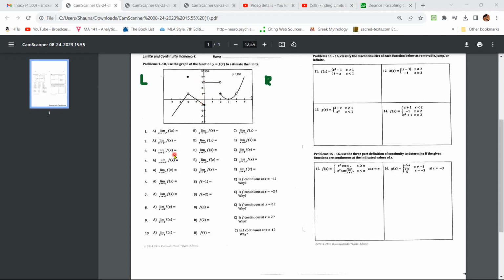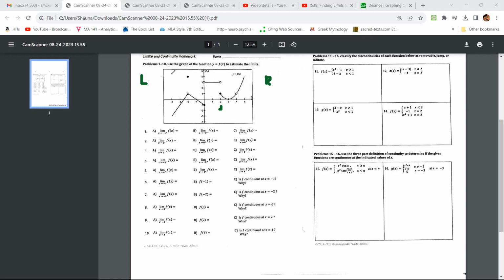All right, let's do number 3 now. Limit as x approaches. What is number 3 saying? Limit f of x as x approaches 2 from the left side. 2 from the left, now don't confuse that with -2. That's not what this says. It says 2, which is over here. So we're approaching 2 right here. We're approaching 2 from the left.